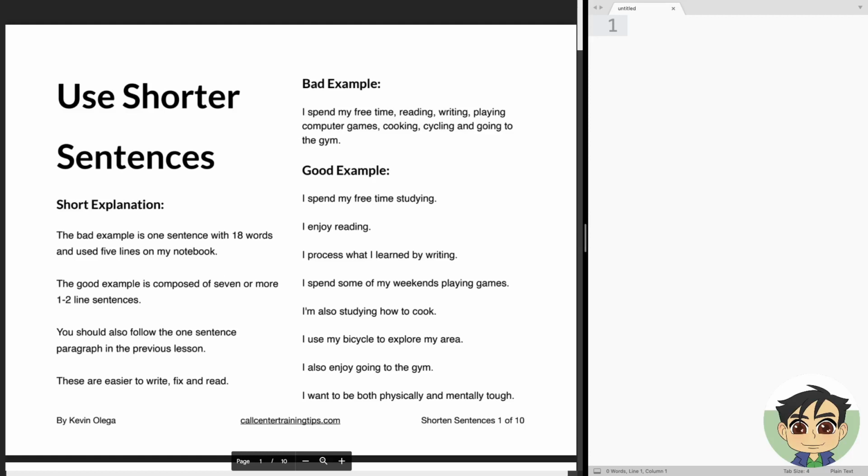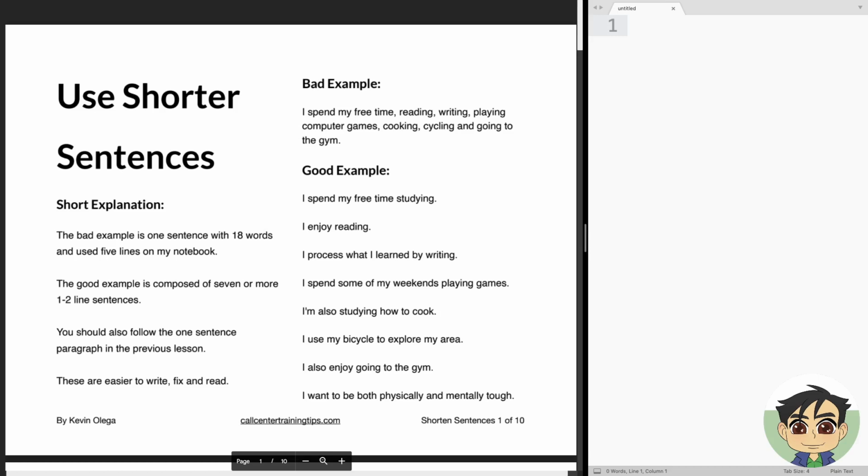So, short explanation. The bad example is one sentence with 18 words and used 5 lines on my notebook. The good example is composed of 7 or more 1 to 2 line sentences. Now, you should follow the one sentence paragraph that we taught you in the previous lesson. These are easier to write, fix, and read.